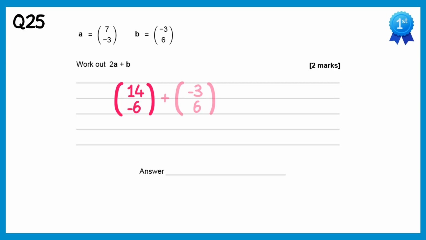We then need to just add vector b. And then we do 14 add negative 3, which gives you 11. And then negative 6 add 6 gives you 0.